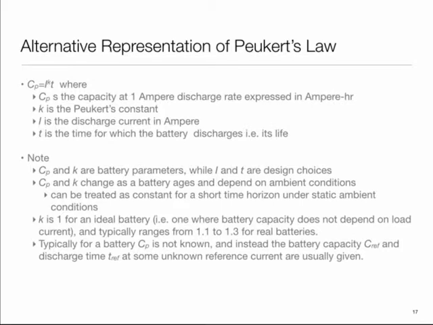An alternative representation of Peukert's law is that in this form, Cp is I to the power k times T, and that's what Wikipedia uses. So yeah, I just wanted to bring that out.